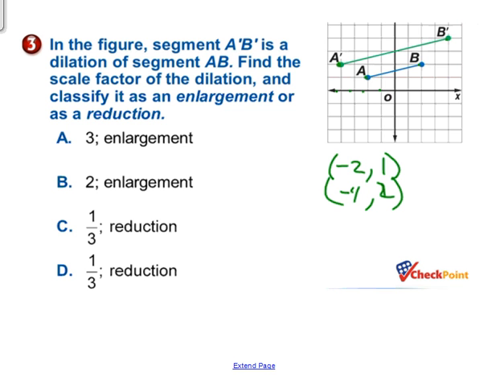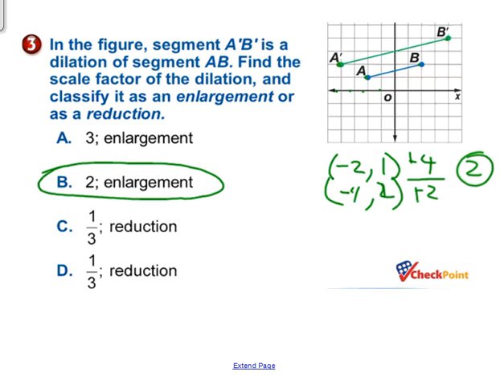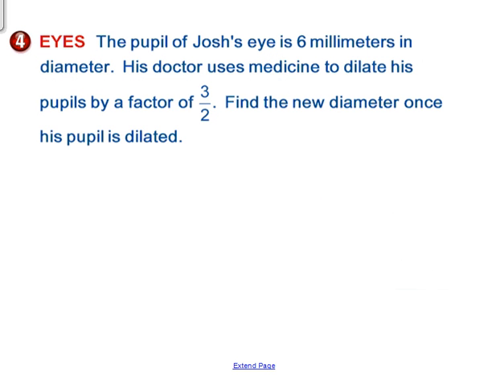If I set up a ratio between the A prime for the x values, which would be negative 4, over the x value for A, it's negative 2. 4 over 2, the negatives cancel, I'm left with 2. So I've got a scale factor of 2, and it is an enlargement. So my answer here is B. We could check by doing that with the B point if we wanted to, but I'm very confident the answer would come out to be the same.